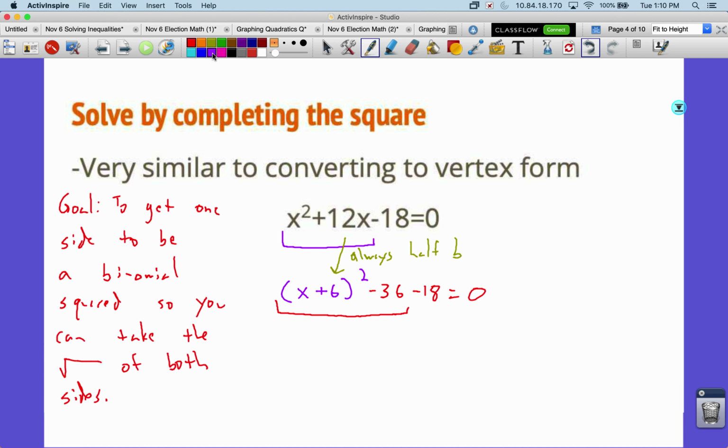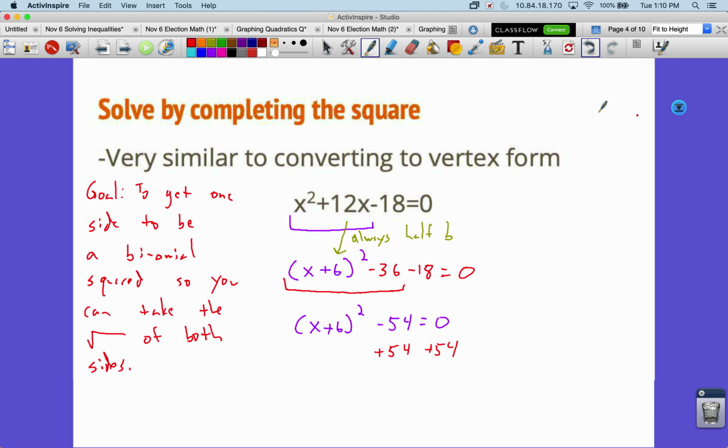But now here's where it's a little bit different. What we want to do is move these constants to the other side. So we'll combine them first. Negative 36 minus 18 is a negative 54. But I said I wanted the whole side to be squared, so I'm going to move this 54 to the other side. So I'll add 54 to both sides. And now I've got x plus 6 squared equals 54.